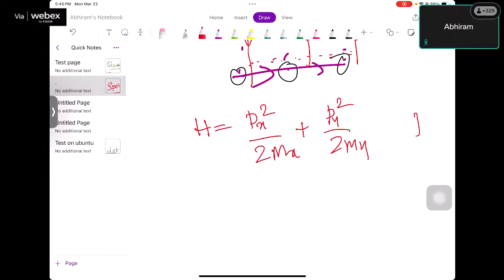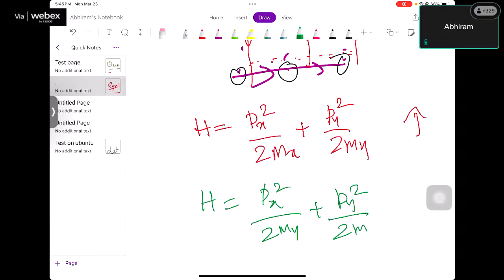There is an upspin electron like this, let us say. And for downspin electrons, H is equal to px square divided by 2my plus py square divided by 2mx. That is, effective masses are different in the different directions even for downspin electrons, but the roles of mx and my are interchanged compared to the upspin electron. Okay, this is how we can write the Hamiltonian for the two spins.